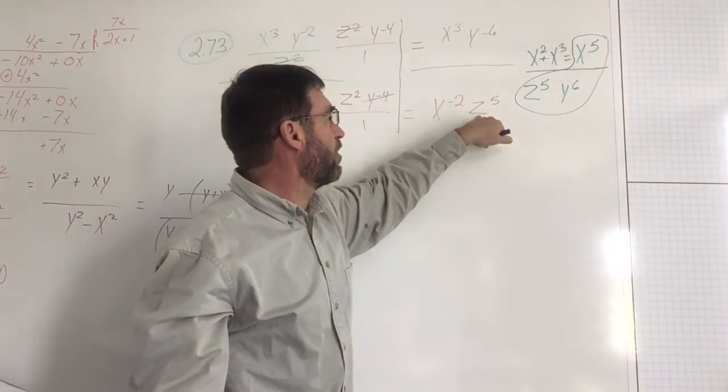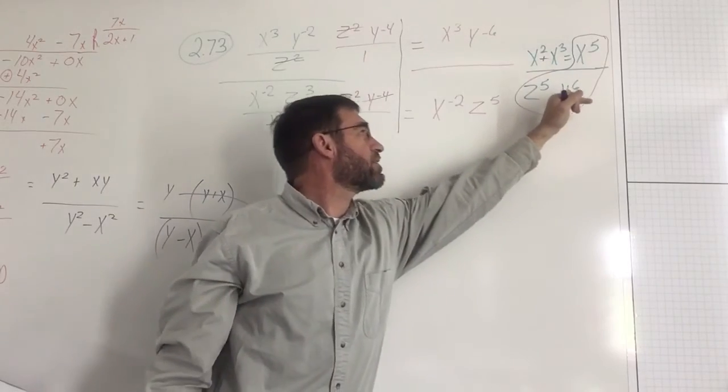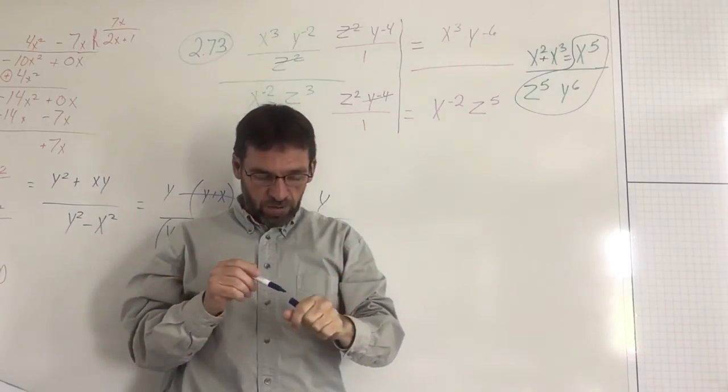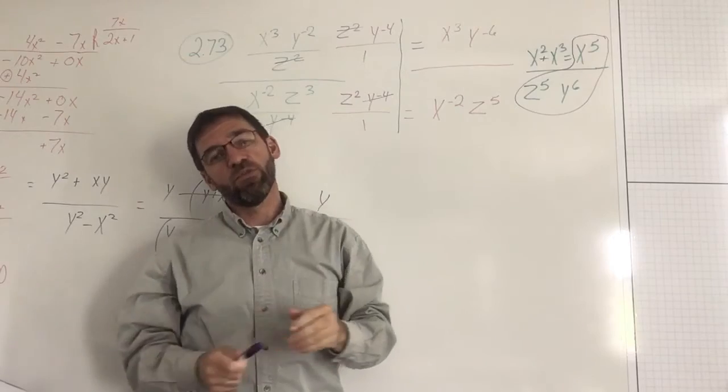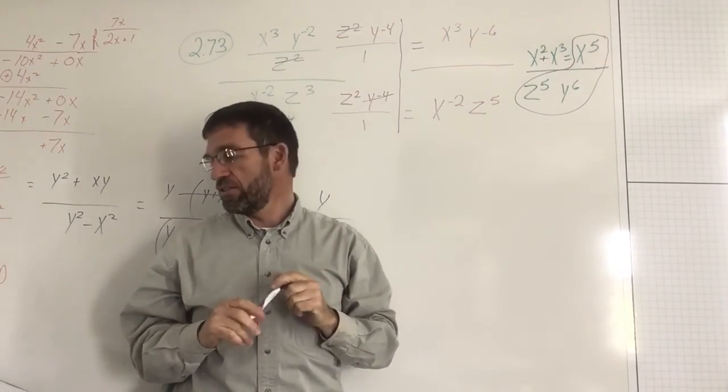Because I had the z5 down here already, so I just moved the z5 over, and then I moved the y6 down, and that's my answer. That's how you get your exponents. Do not leave them as negative numbers. Change your exponents to positive.